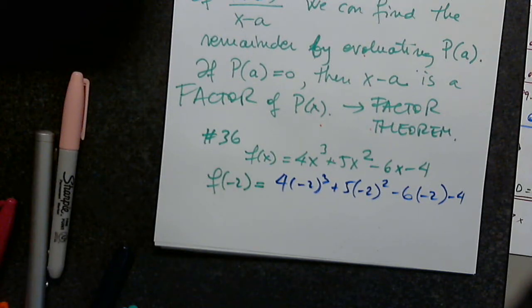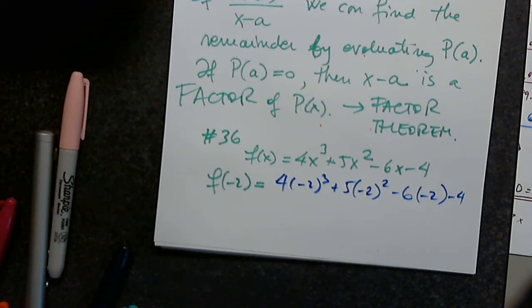Okay, so let's do that. If you have the answer, don't torture me. Give it to me, please. So 4 multiplied by negative 2 to the third. What else? Plus 5 multiplied by 4, plus 12, and minus 4. Thank you. Minus 4. And the answer is negative 4.